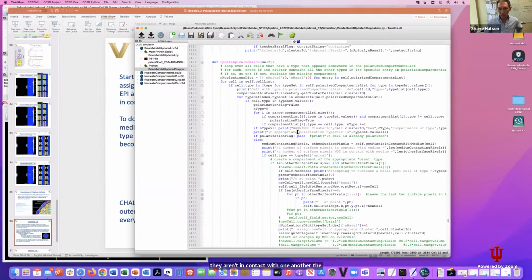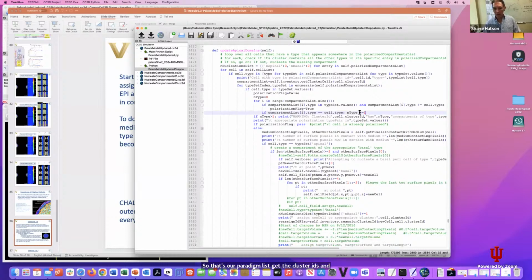The next function down, this update apical domains, is the one that actually does the nucleation of new apical or basal domains depending on what's missing. So it's going to loop over all the cells, see if it's in one of the polarized compartments list. So that's our paraderm list. Get the cluster IDs and check all of those to see whether the cell is appropriately polarized, whether it has both an apical and a basal compartment here.